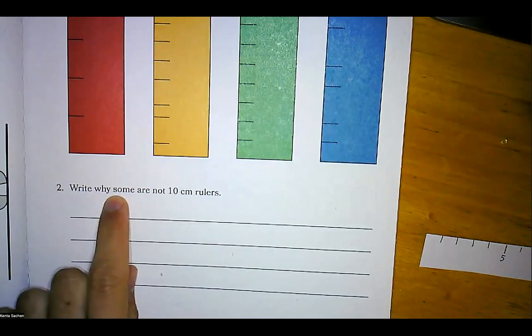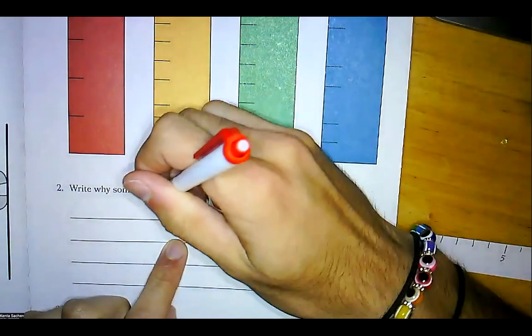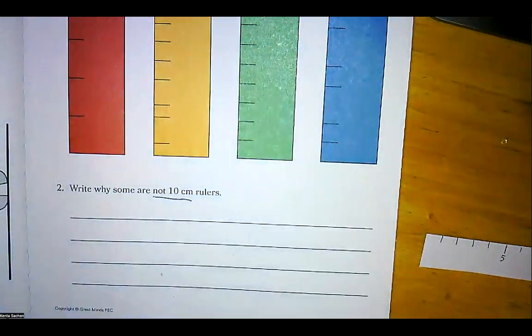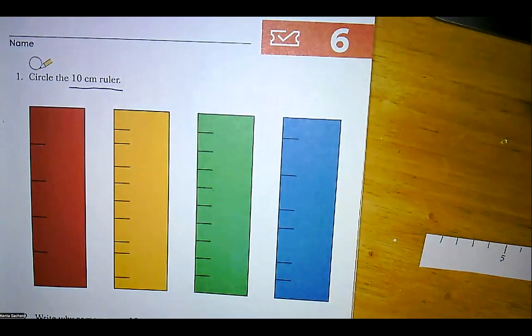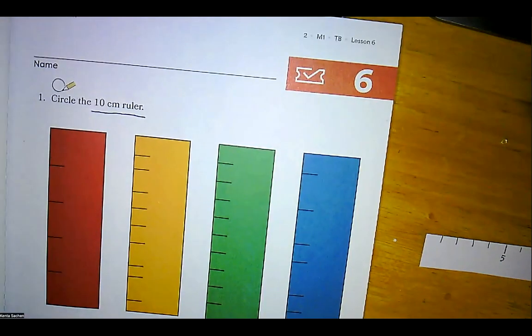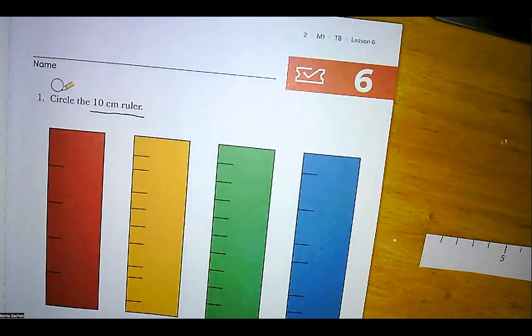Okay. And then I want you to write why some are not 10 centimeters. So why are some of these bad rulers? Okay, or you can explain why the one you circled is a good ruler. And again, this one, the one with the check mark, I want you to work by yourself. So it needs to be very quiet in the room so we can focus. If you get confused, you can raise your hand and ask the teacher a question. But otherwise, I want us to be quietly working on this. And please don't forget your name here. Okay.